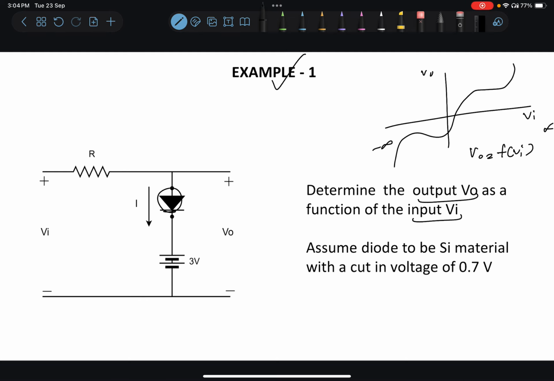And we are given that the diode is a real diode with a cut-in voltage of 0.7 volts, which means that when the diode is on, it will behave like a battery of 0.7 volts between the P and N terminals.